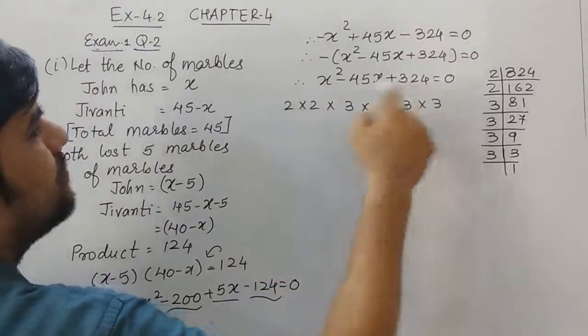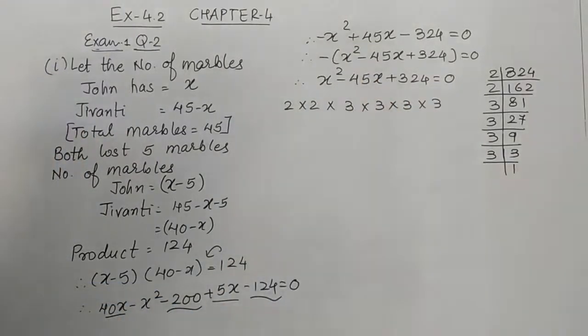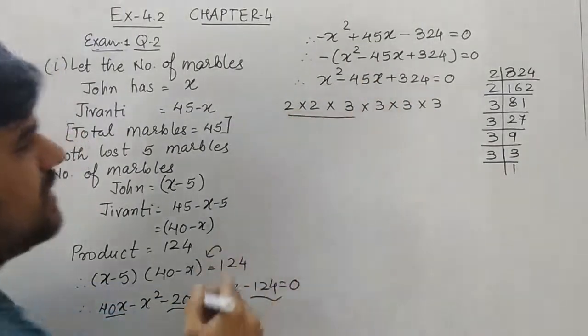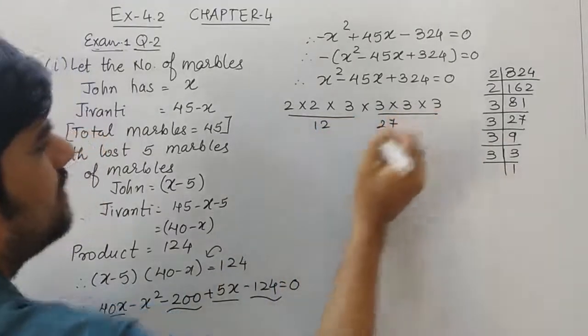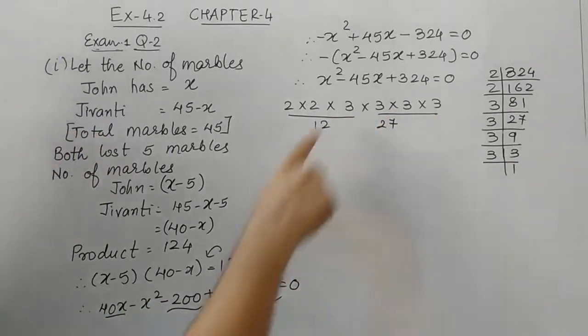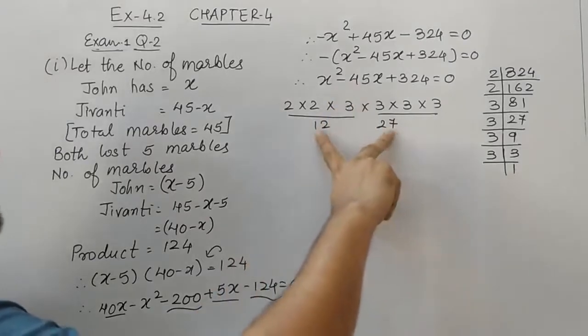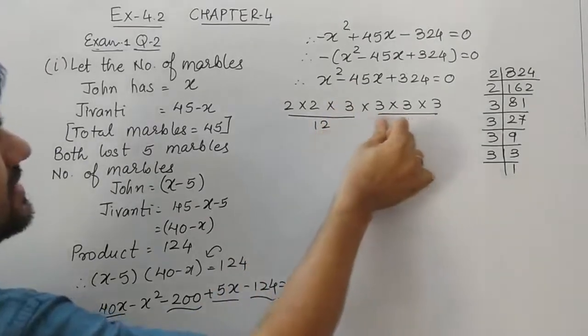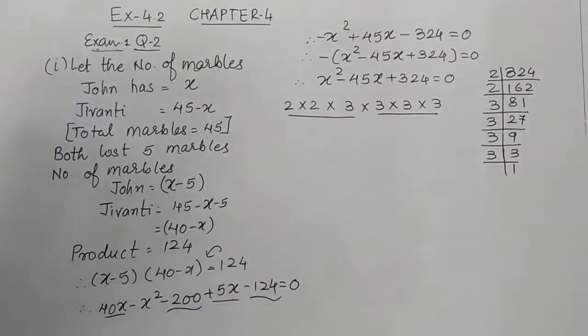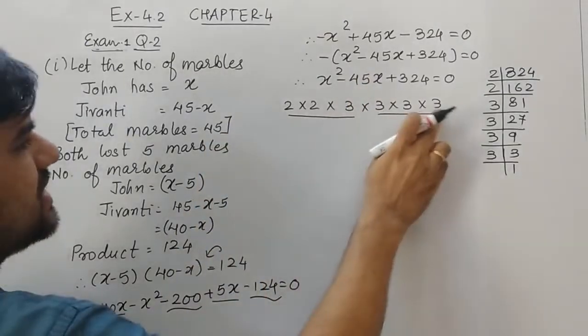Now let's get 45 by addition. If I take the first 3 terms, you can see the product is 12, and the last 3 it is 27. But if you observe, we have to get 45 by addition, which is not possible. If I add these two, I'll get 39. So these are not the correct factors which are required to fulfill this equation. So I need to change this.